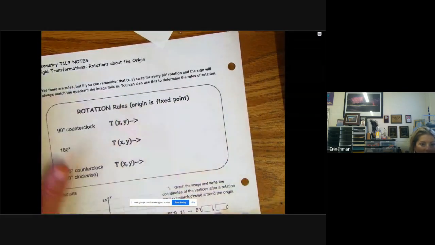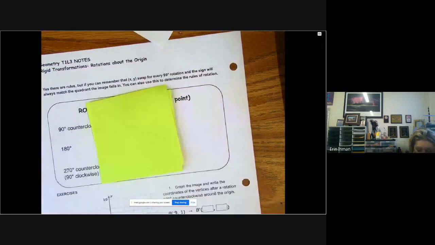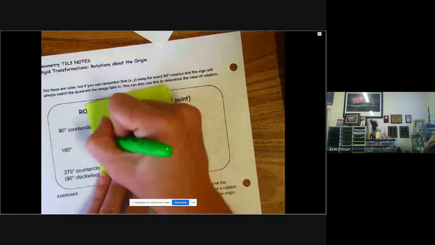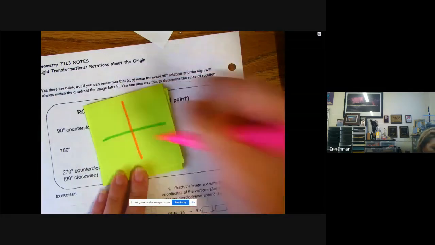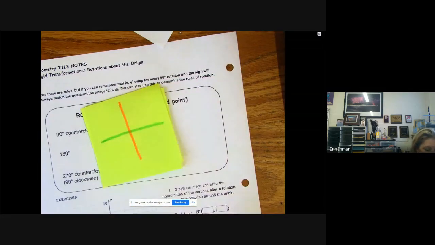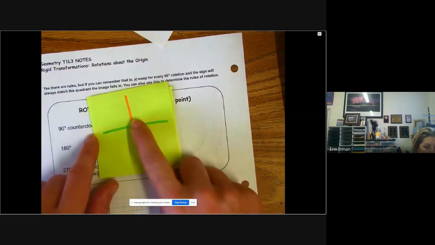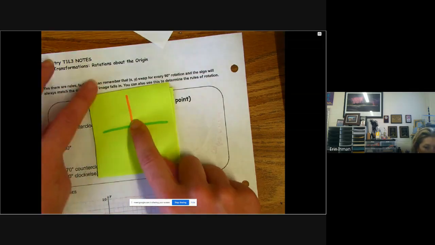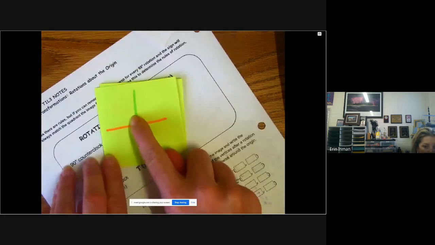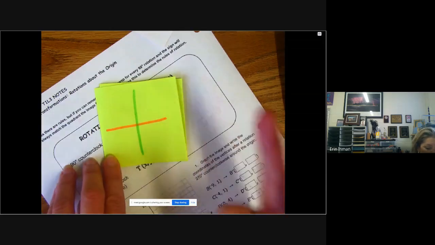On the back, so before we get to these rules, I want to just talk about this. If we look at my little piece, remember here was my x-axis. Here was my y-axis. And let's think about what happens to these axes as we switch. So if I go 90 degrees counterclockwise, my y becomes my x now, and my x becomes my y. The x and y switch places.